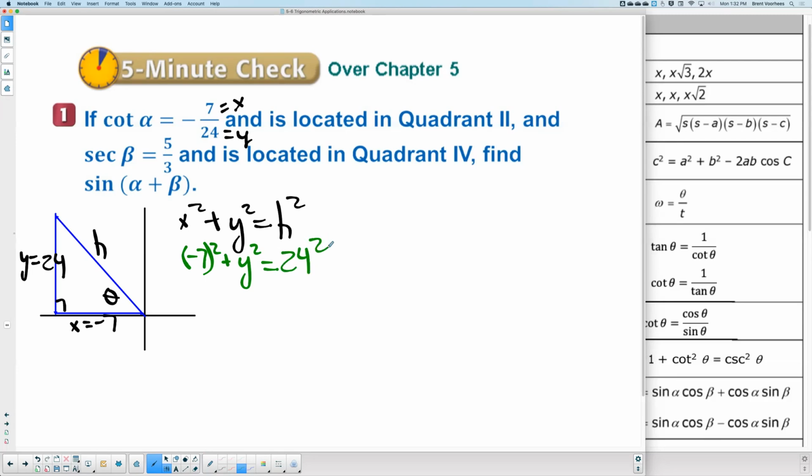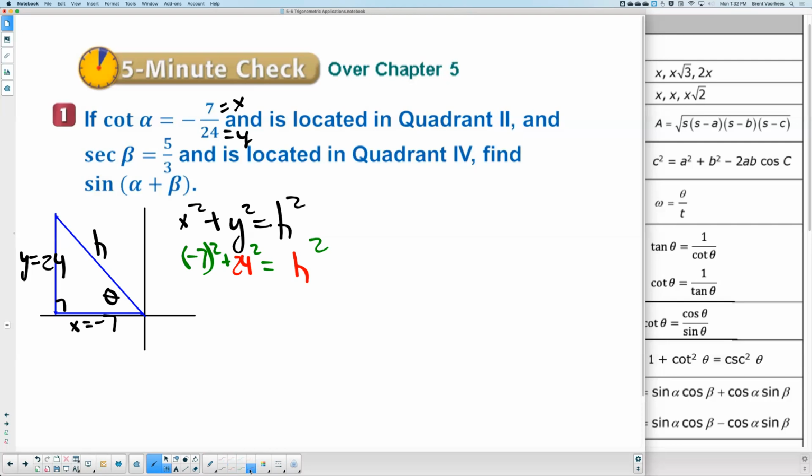Oh, I messed up. Someone correct me. How did I mess up? I put 24 in place of the hypotenuse. That's not where that goes. 24 is the y. Okay, so I corrected it.